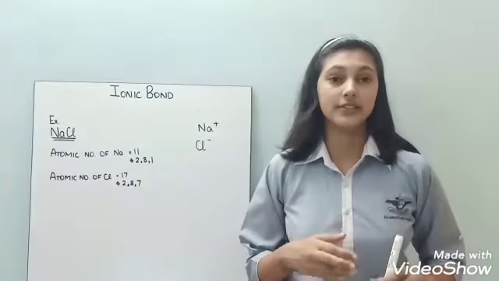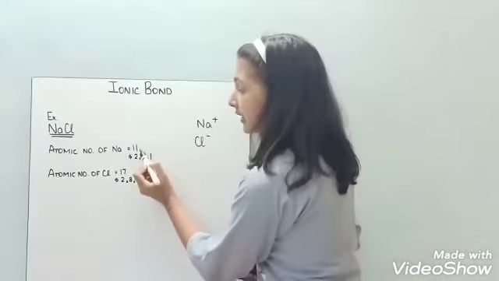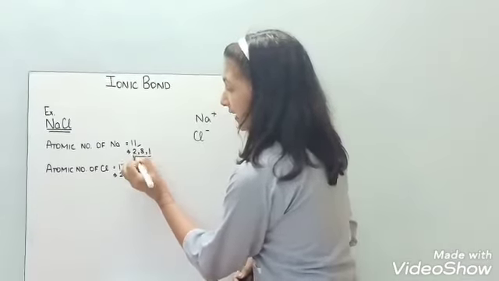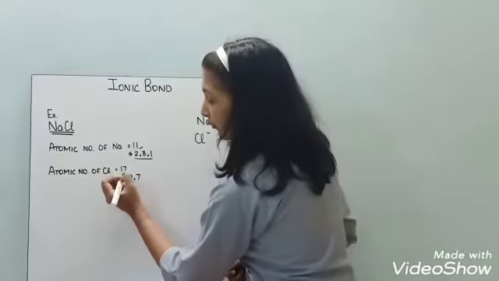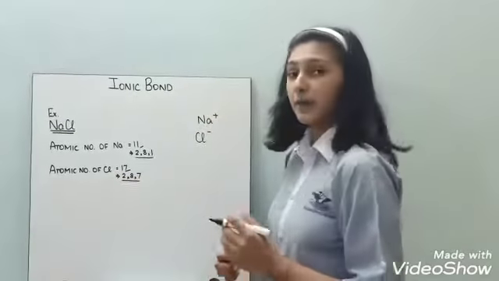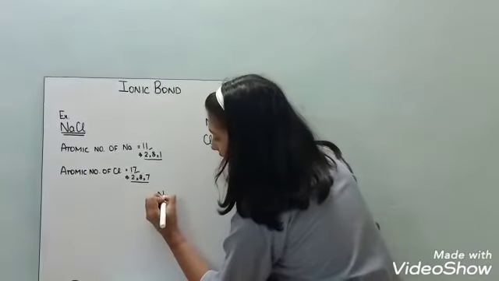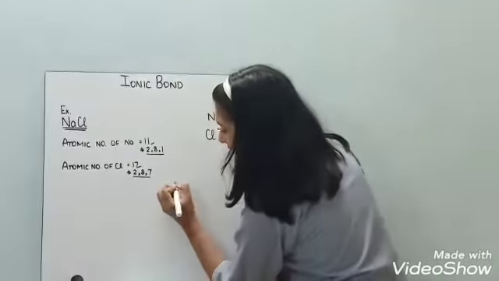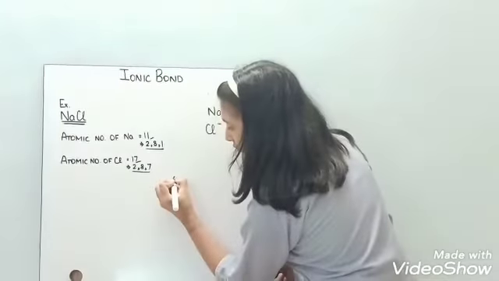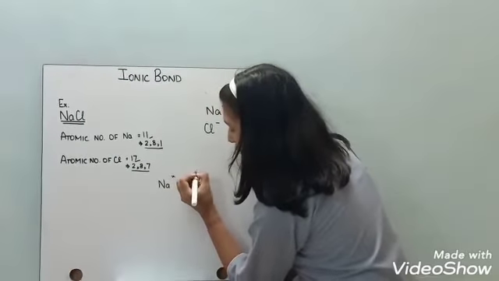Now let us see the electron dot structure. The atomic number of sodium is 11 and its configuration would be 2, 8 and 1. And the atomic number of chlorine is 17. Its configuration would be 2, 8 and 7. So we'll make just the last shell. For Na, its last shell would contain 1 electron, and chlorine's last shell contains 7 electrons.